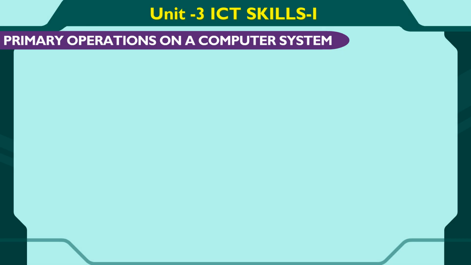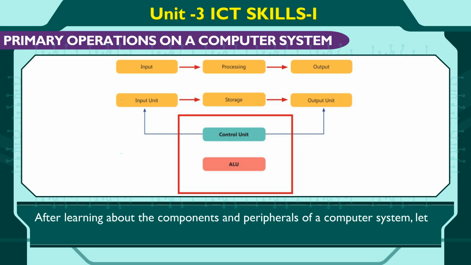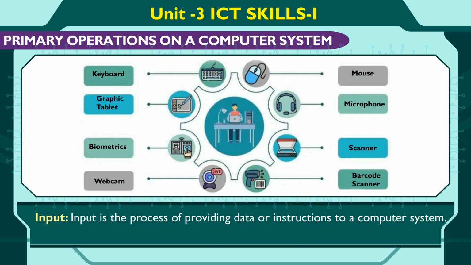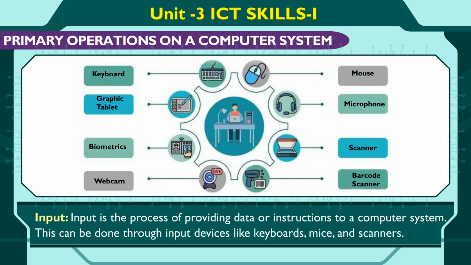Primary operations on a computer system. After learning about the components and peripherals of a computer system, let us now understand the primary operations it performs. Input. Input is the process of providing data or instructions to a computer system. This can be done through input devices like keyboards, mice, and scanners.